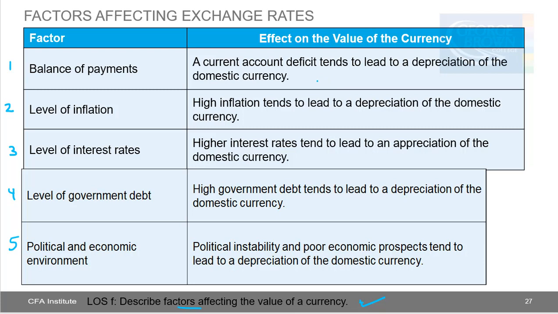Okay, so when we first look at the balance of payments, a current account deficit tends to lead to a depreciation of the currency. Therefore, a current account surplus is going to lead to an appreciation. So you have to understand the opposite. High levels of inflation tend to lead to a depreciation of the domestic currency. Therefore, low inflation is going to tend to lead to an appreciation.